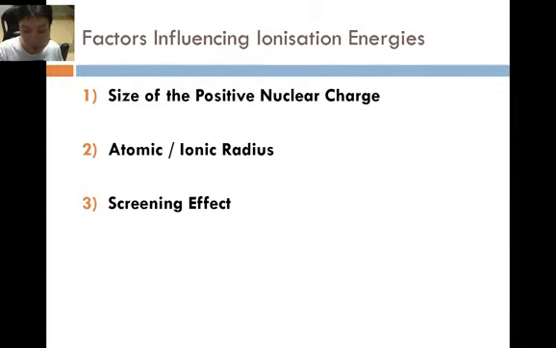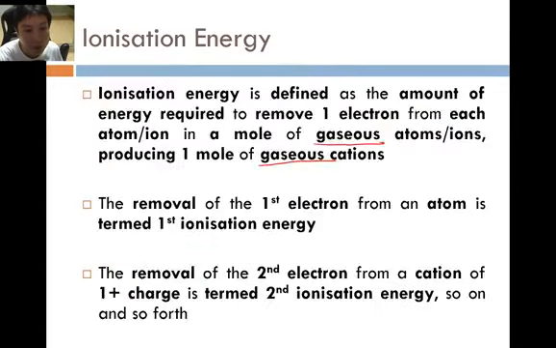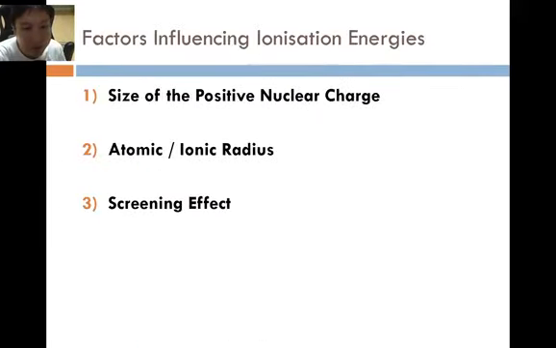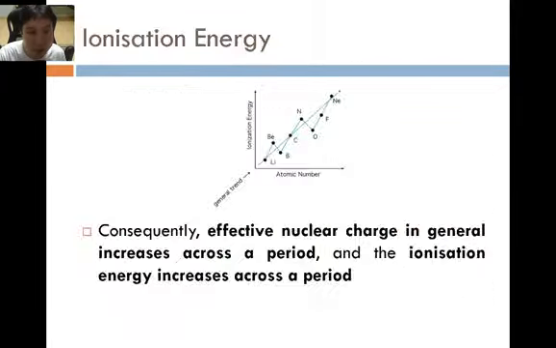And if you do the experiment, you will find out that when you go down the group, the ionization energy actually decreases, which would mean that the factors of atomic radius being larger and the screening effect being larger outweigh the increase in the size of the positive nuclear charge. Okay, and hence effective nuclear charge actually decreases down the group. So that was the experimental part. So how do we actually phrase it in answering a question? So this is kind of the answer.